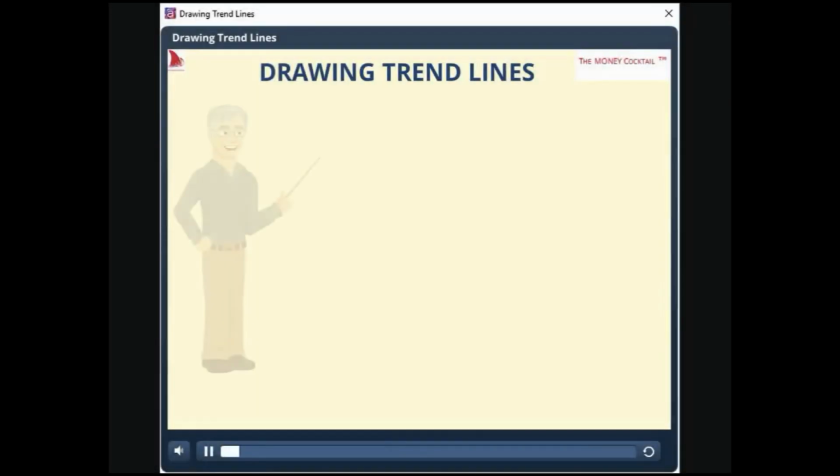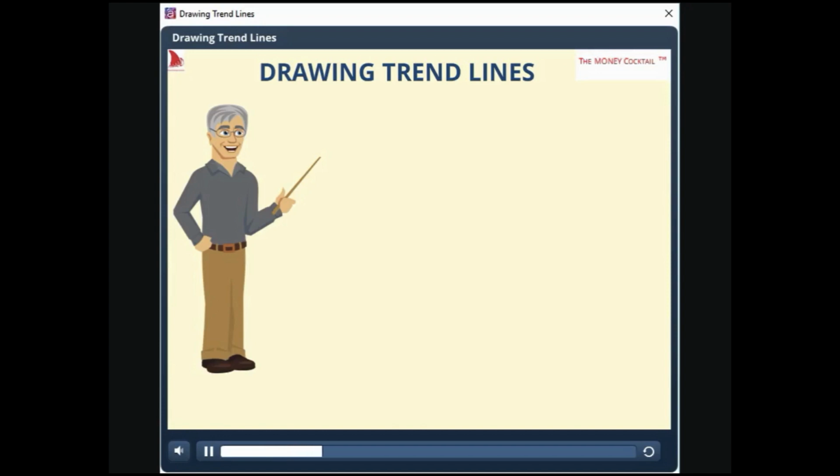Let's look at the basics of drawing trend lines. A line is made when 2 points are joined in a straight path. A trend line is made when 3 points are joined in a straight path. The more the points, the stronger the trend line.